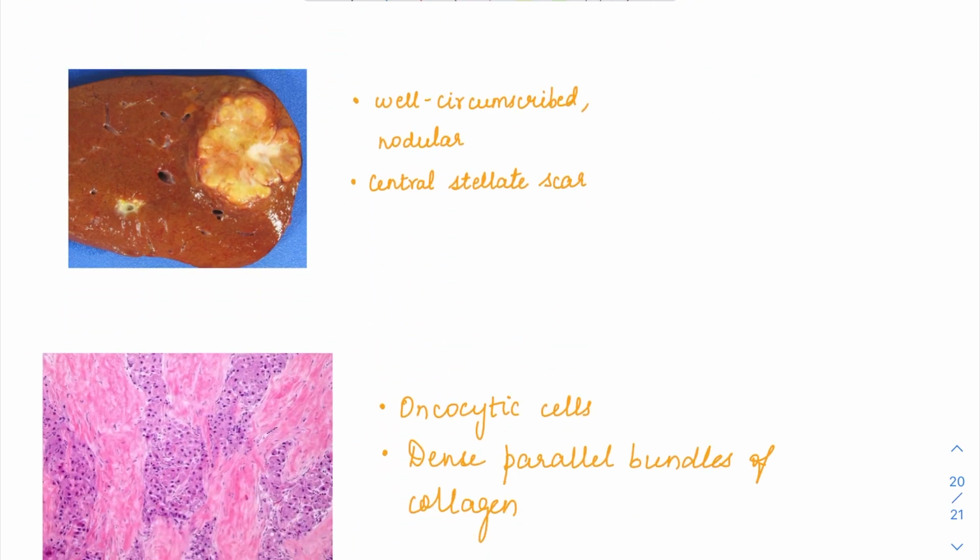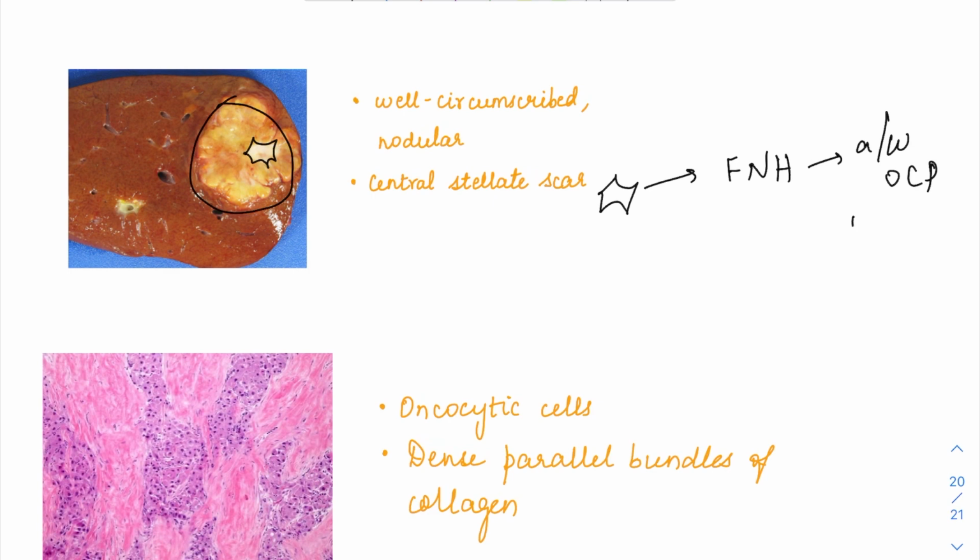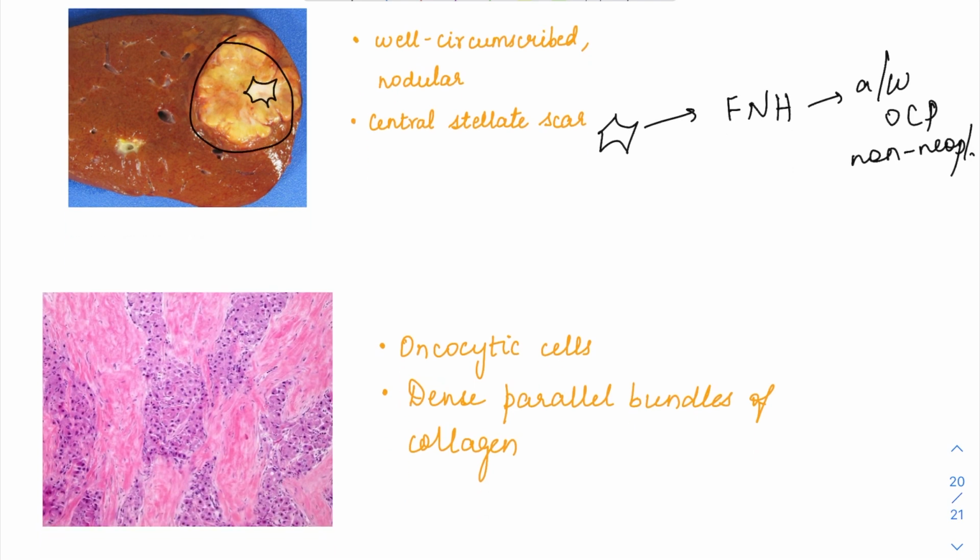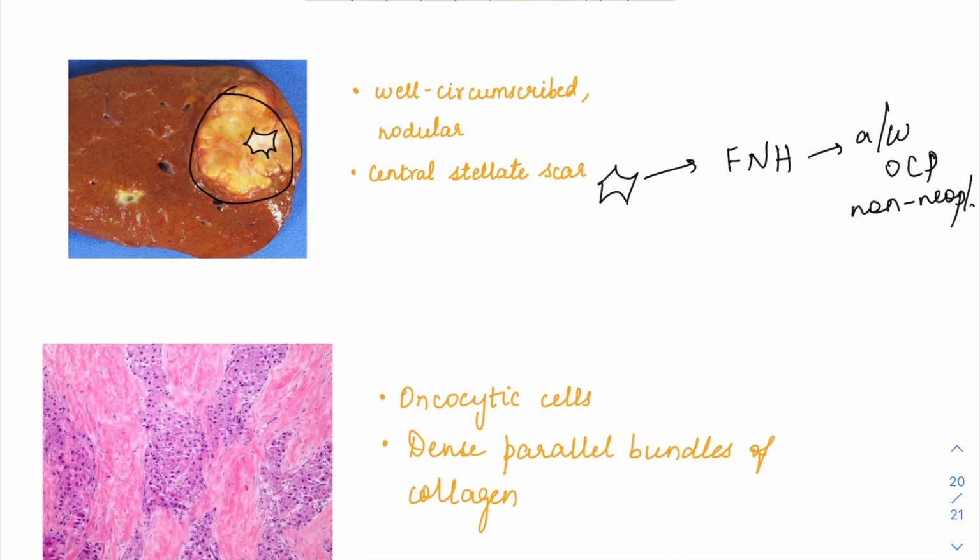Grossly, a fibrolamellar variant of hepatocellular carcinoma is going to appear well circumscribed along with a central stellate scar. So the scar, if you see, has a stellate kind of architecture. A star-shaped scar will be present in the center. A central stellate scar can also be present in a non-neoplastic condition called focal nodular hyperplasia, which is associated with oral contraceptive pill usage. That is a non-neoplastic condition. Okay, so that will also have this central stellate scar. In the kidney also, you can have a central stellate scar in one of the tumors, which is oncocytoma.